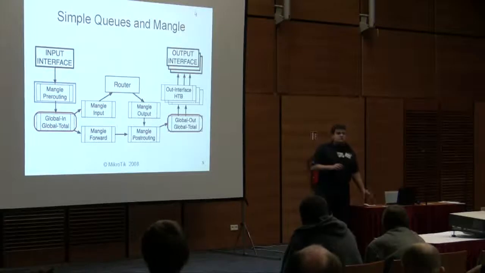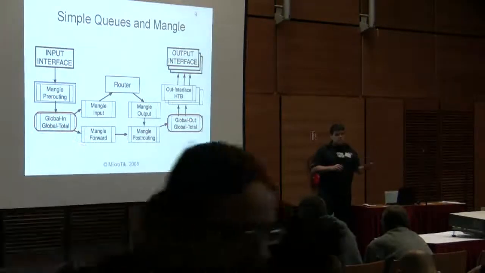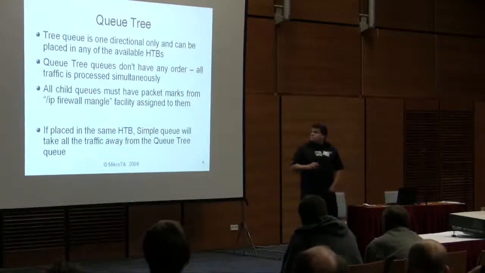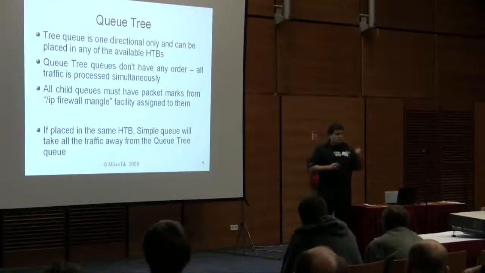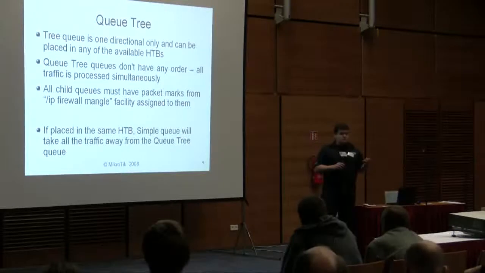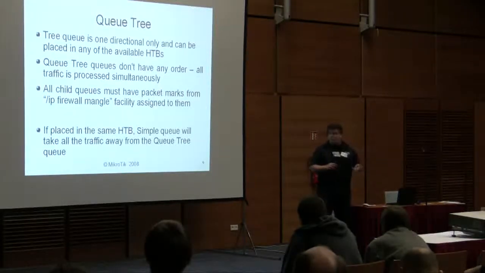So simple queues allow only 1 QoS per router. If we want to have 2, we have to use Q3. So the Q3 is only one directional. So if you want to create full download, instead of each simple queue, you need to actually create 2 Q3s. One for upload and one for download.